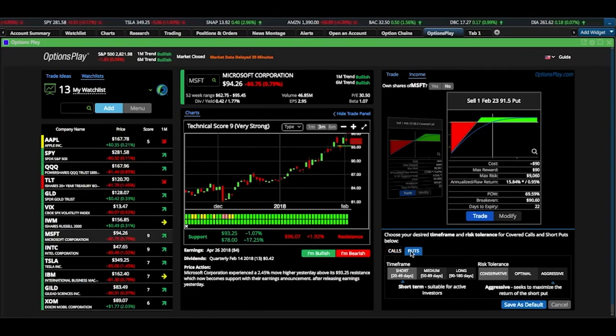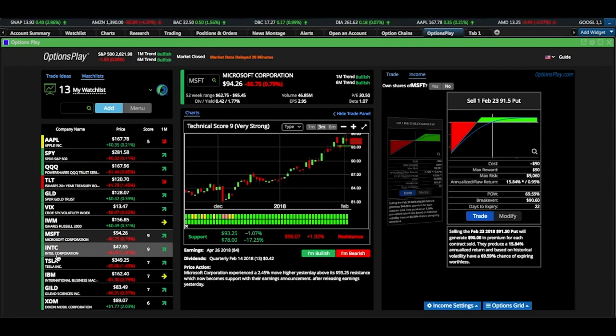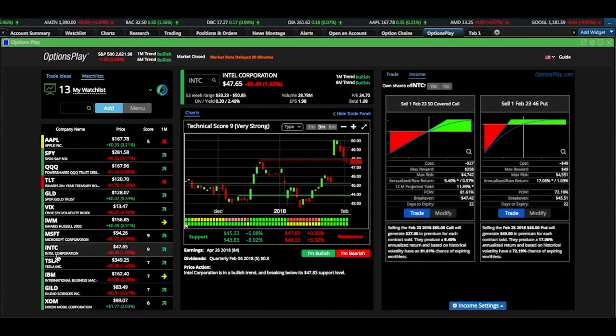When I'm selling puts, however, I like to also keep the short-term time frame, but I like to get really aggressive on the risk tolerance when I'm selling puts. So I can set these two independently of each other for calls and puts. Once you create your own settings, click on the Save as Default button. Now you can click on any symbol, and the covered call and short put opportunities that we're presenting to you will be based on your personal preferences.